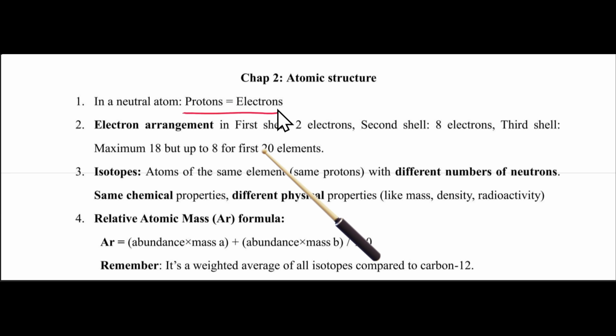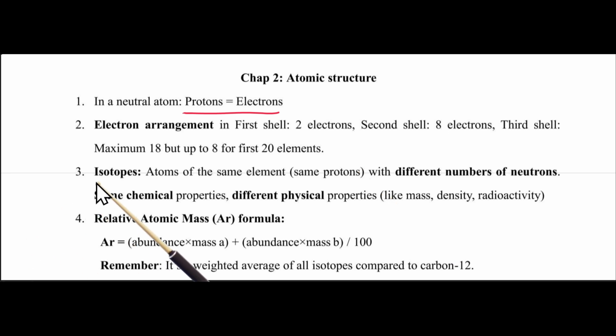Second thing is about electron arrangement in the shells. The first shell always carries 2 electrons, whereas in the second shell we can have a maximum of 8 electrons. And in the third shell the maximum electrons that can be present are 18, but for elements 1 to 20 you can see that there are only 8 electrons in the third shell. After 20, the 21st element will have a different number of electrons in the shells, which you will see if you study further, but it will not be a part of your exam in the IGCSE.